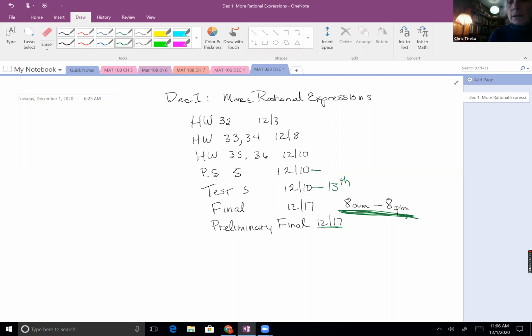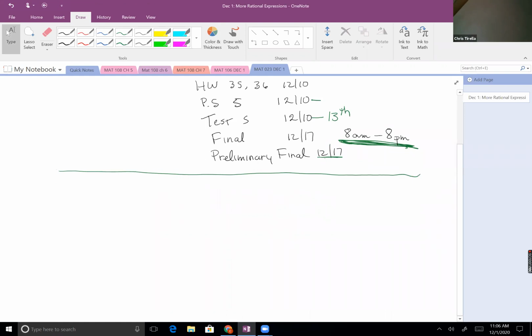If not, I'd like to start with a question based on what we had done in the past. A quick review. Let's say we have the rational expression 2x squared minus 8 over 4x minus 8. And I want to ask you to do two things.